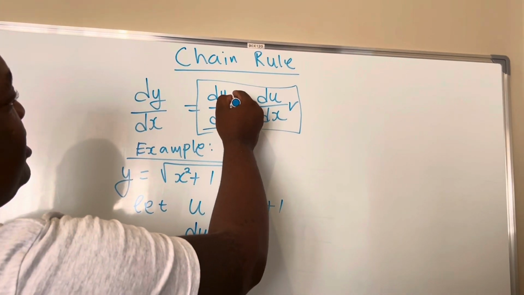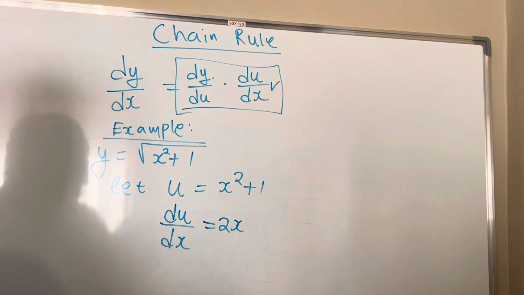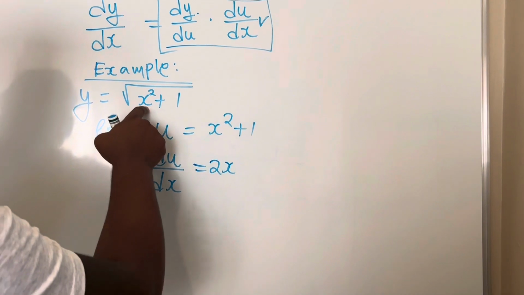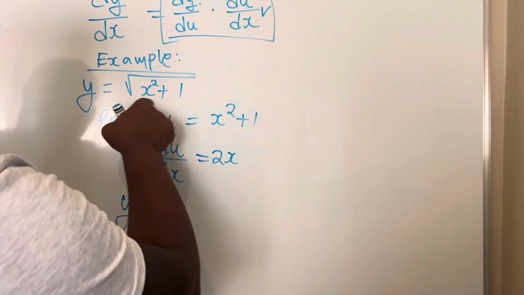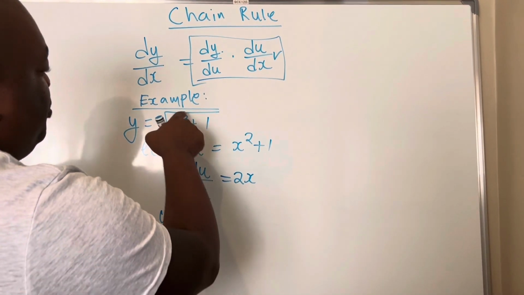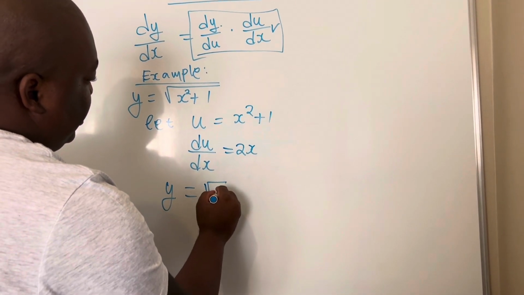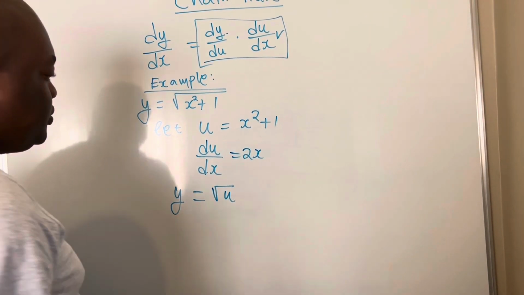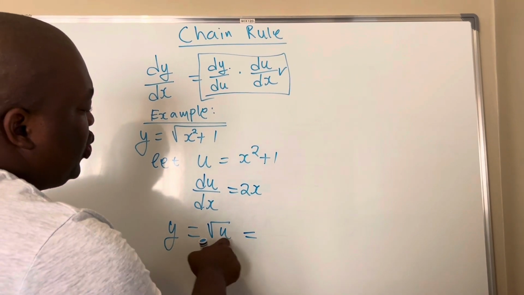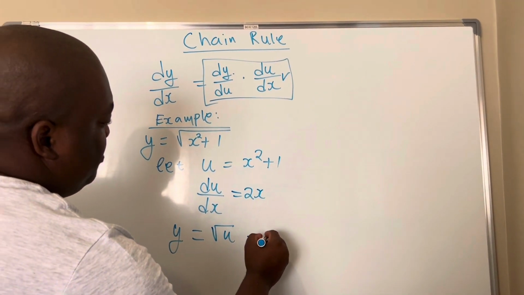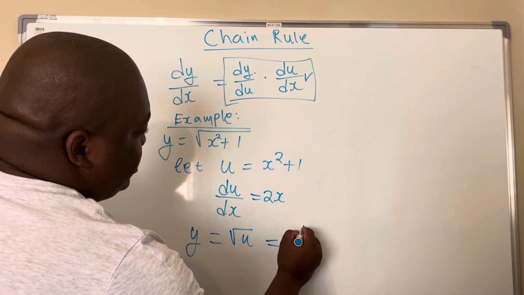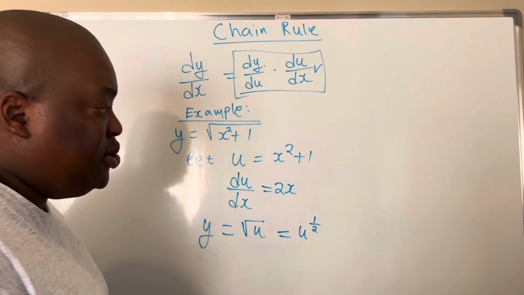Now we must find dy du. How do we find dy du? We go back to this function y. In the place of u, we said we are letting x squared plus 1 to be u. It means in the place of x squared plus 1, we put a u. That means here we'll have the square root of u. Now, another way of writing the square root of a number is u to the power 1 over 2, because the number here is 2.